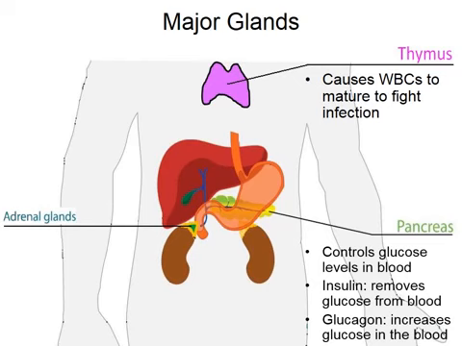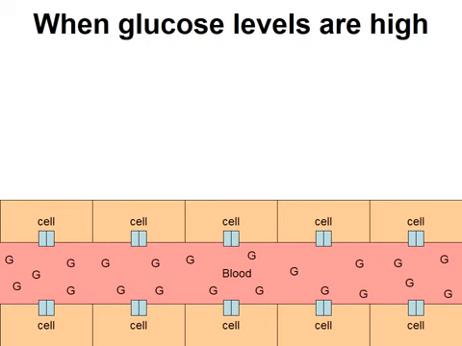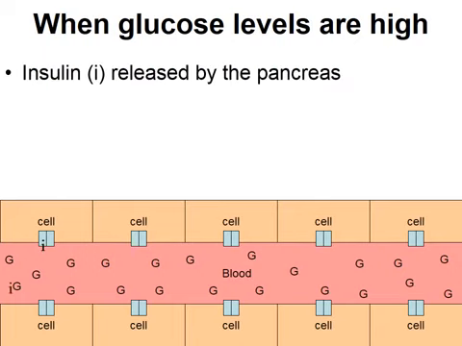Let's look at these two in a little more detail. When glucose levels are high, and that's what you see in the picture right now, a person's just had a meal and their blood is full of G, which stands for glucose. When glucose levels are high, the pancreas will respond by releasing insulin, the letter I in my animation. The insulin is attaching to these little channels, these little doorways located on each cell. And when the cell channels receive the insulin, watch what happens next.